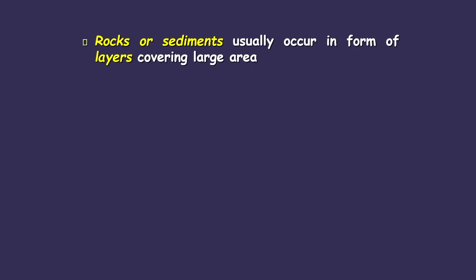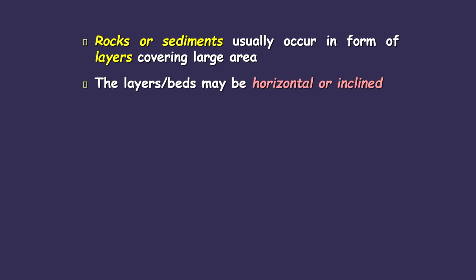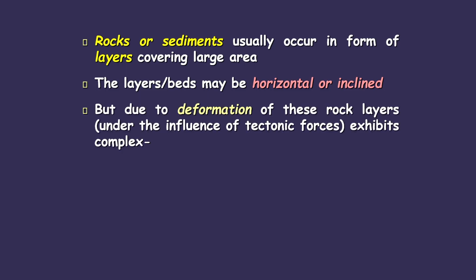Now, rocks or sediments usually occur in the form of layers covering a large area, and as a thumb rule, these layers will be deposited horizontally. But if you have an inclined topography, then you will see an inclination. That doesn't mean that it resulted because of deformation.